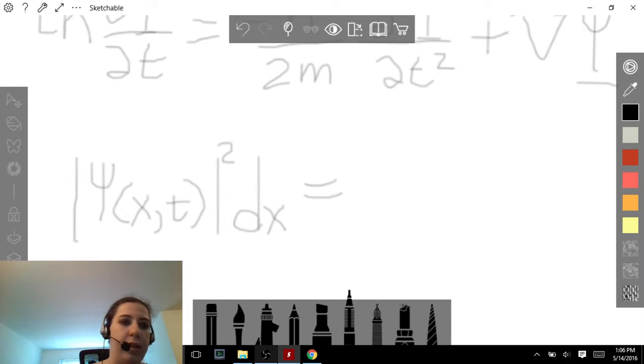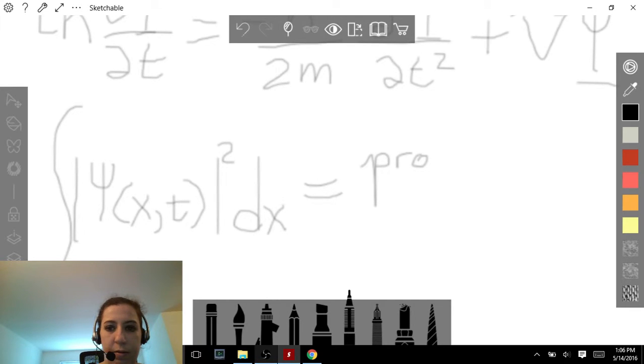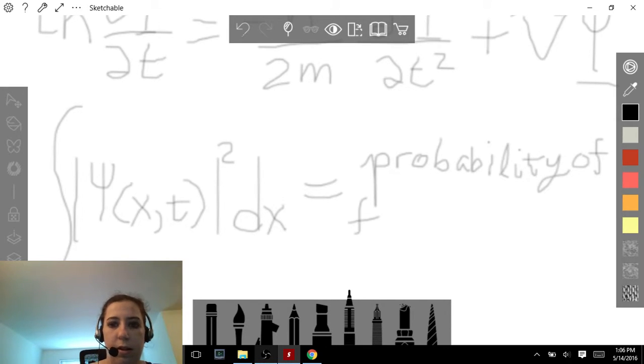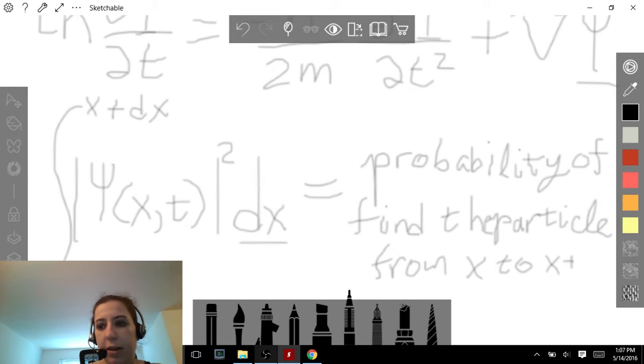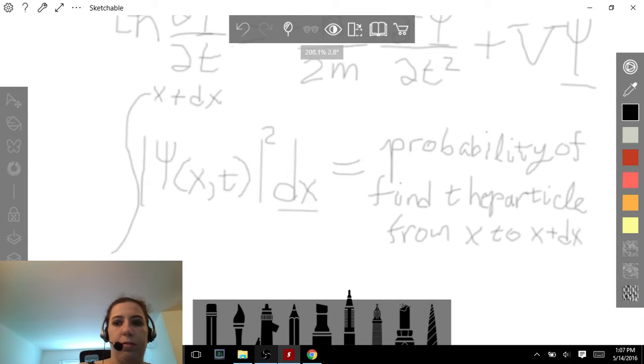So this is going to equal, if we take the area under that curve, we integrate this, the probability of finding the particle in a region described by dx. So if we go from x to x plus dx, it's the probability of finding the particle from x to x plus dx.